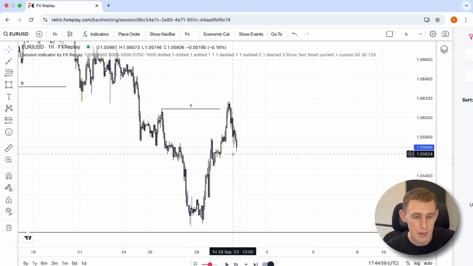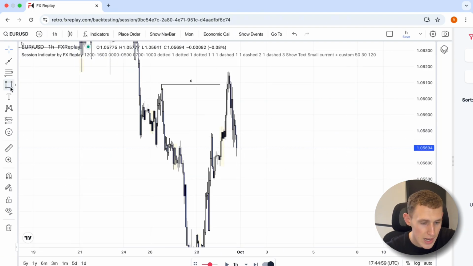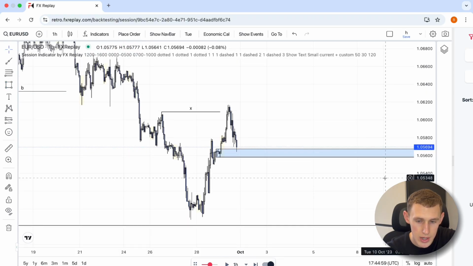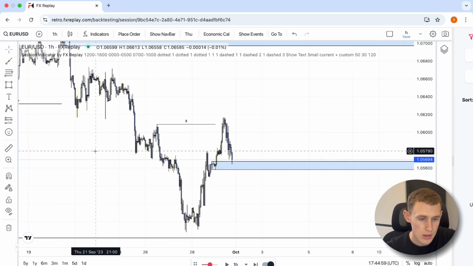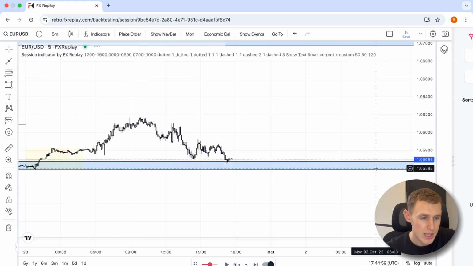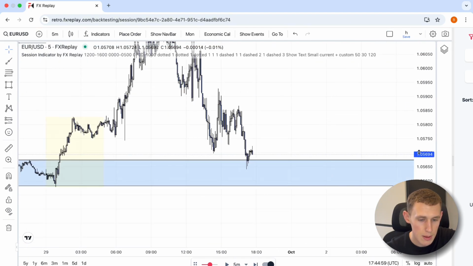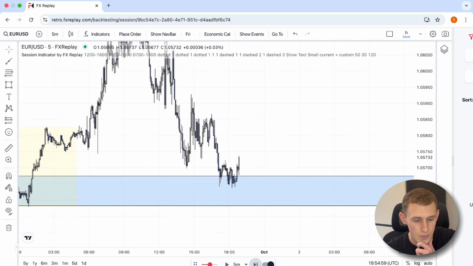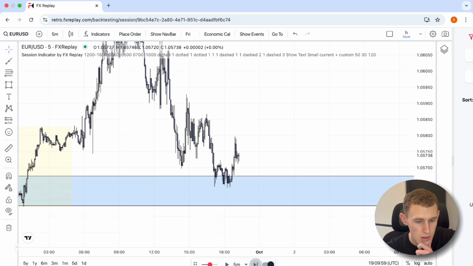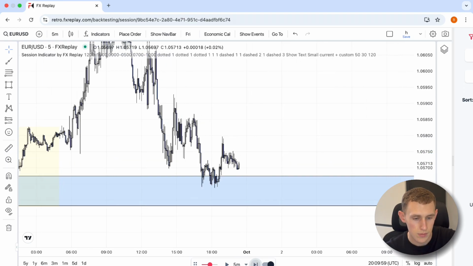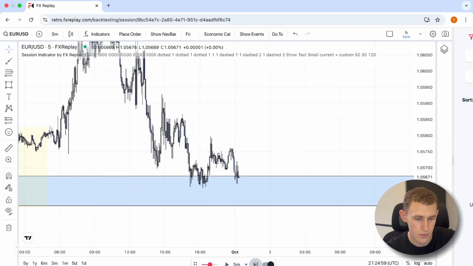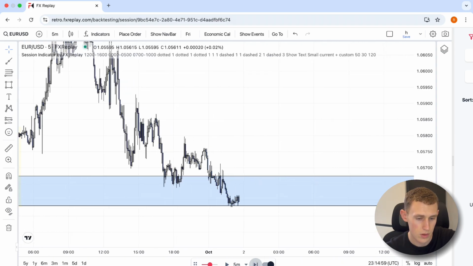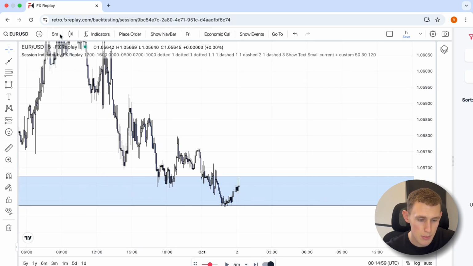I'm not really interested in buying anymore unless price can respect this demand zone it just traded into. So yeah, let's see how it reacts here. If it does start to flip back bullish from here, I am going to consider the buys instead. Yeah, it doesn't look like it's respecting it at the moment.